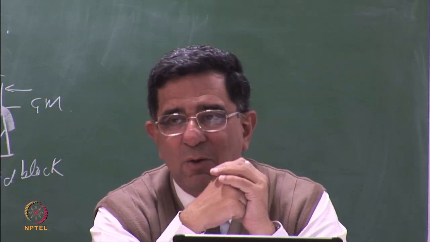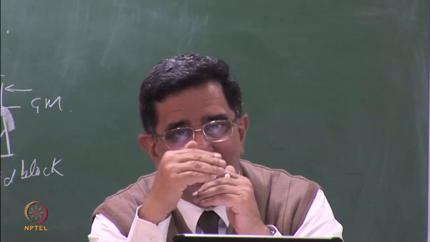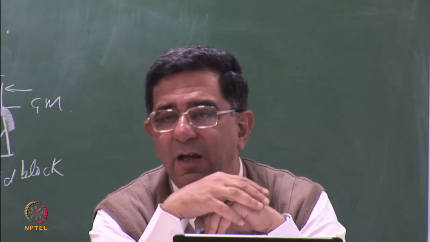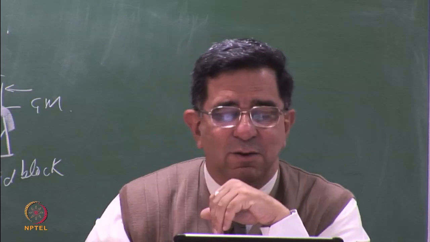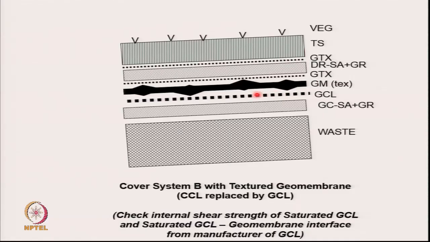Where does the bentonite now touch? When the bentonite comes out of the pores, it sits on the underside of the geomembrane. So now you have a bentonite to geomembrane interface, and that is going to be super critical. So I have written here very clearly, first check the internal shear strength of saturated GCL and also the interface angle of saturated GCL to geomembrane.